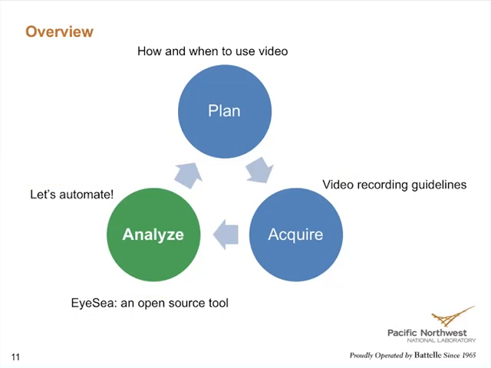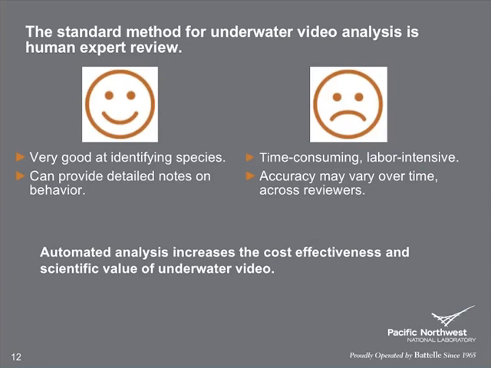So now I'm going to talk about the analysis of the video. So now you've done your planning, you've deployed your system, you're starting to record data. Now what? Well, the standard method for analyzing the video and extracting information is still human expert review for the most part. Now, the advantages of using human experts is that they're very, very good at identifying species. And they can also provide a lot of detailed information about the animal's behavior. You know, they can note things like animal was feeding, or animal avoided the device, or whatever it is.